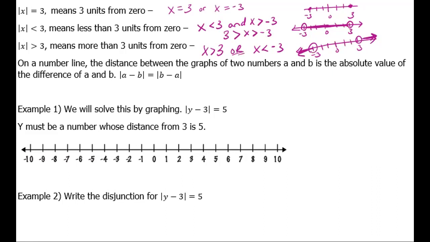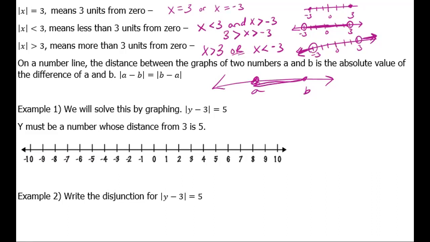So on a number line, the distance between the graphs of two numbers, a and b, is the absolute value of the difference. So when you subtract them, it doesn't matter if you do a minus b or b minus a. So on a number line, you have a and you have b. The distance between them is a minus b or b minus a. You're taking the absolute value of the distance between them.